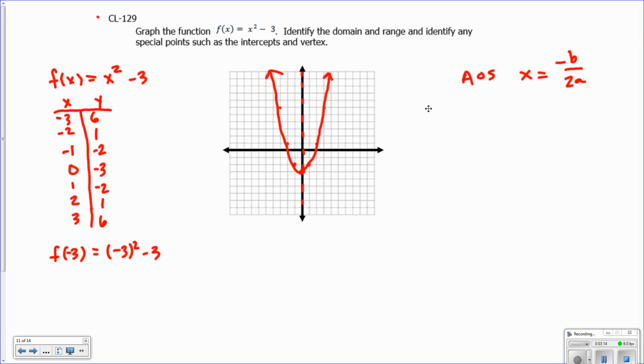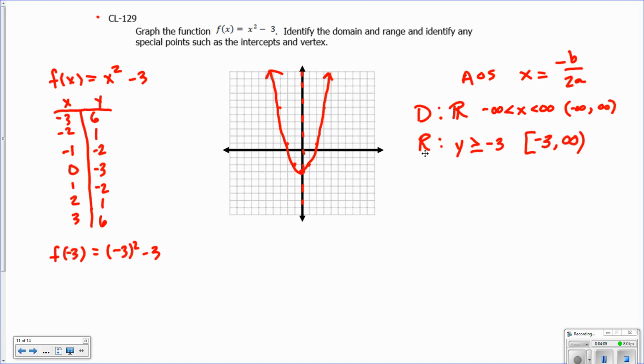So it says identify the domain and range and identify any special points, such as the intercepts and the vertex. Well, first thing, our domain, since that's what it asks for first, it's going to be all real numbers. You could say negative infinity is less than x, which is less than positive infinity, or interval notation where you have parenthesis, negative infinity, comma, positive infinity, close parenthesis. The range, in this case, our bottom point's at -3 and it goes up forever. So you could say y is greater than or equal to -3, which is the same thing as -3, comma, infinity, or we've got a bracket on this side and a parenthesis on that. There's your domain and range.